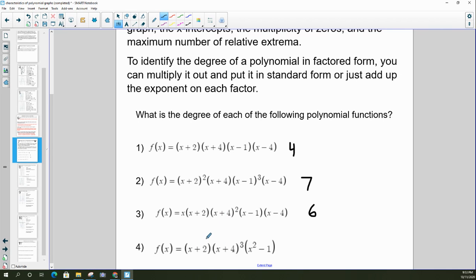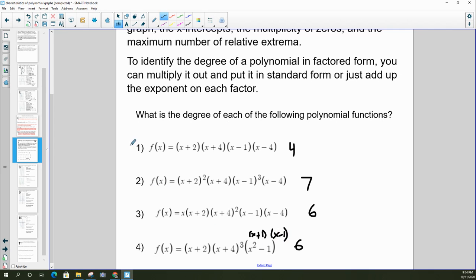So here we got a 1, a 3. Now there's a 2 inside here. So the degree of that exponent on that factor is 2. Now, even if there was an exponent out here, I'd have to multiply them together. But this is 2, plus 3 is 5, plus 1 is 6. This is also a degree of 6. Remember, you could write x squared minus 1 as x plus 1 times x minus 1. That's 2 different factors right there.